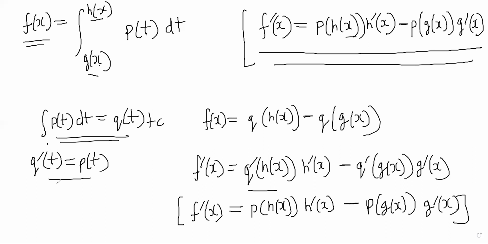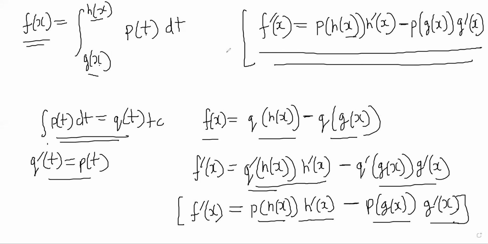So q dash t would have been p of t and f of x would have been this. In q you put the limits, right? h and g. And when you differentiate, you just differentiate by chain rule and you get this. And you know that q dash t is p of t. So you replace it with p of h of x, h dash x minus p of g of x, g dash x.